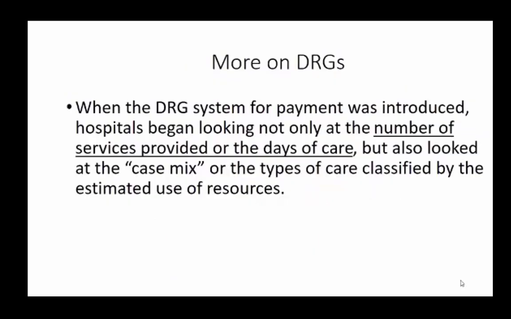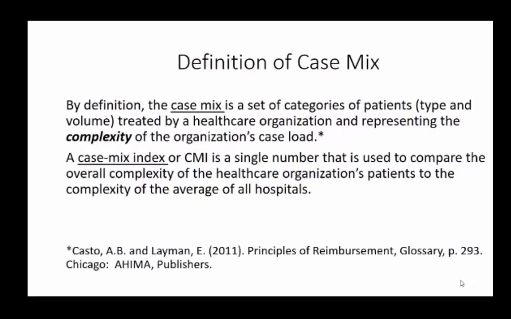More on DRGs. When the DRG system was introduced, hospitals began looking not only at the number of services provided or the days of care, but the case mix, or the type of care. That was going to be classified based upon how many of the hospital's resources were used to care for that patient. So by definition, a case mix is a set of categories of patients, both type and volume, that's treated by an organization and represents the complexity of the organization's caseload.